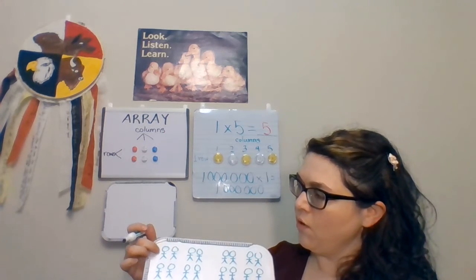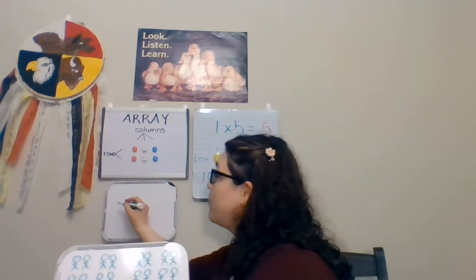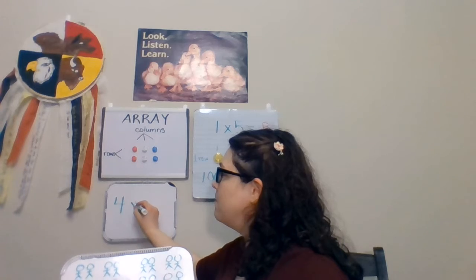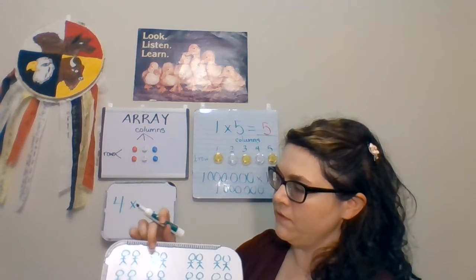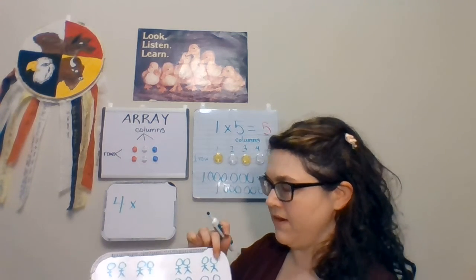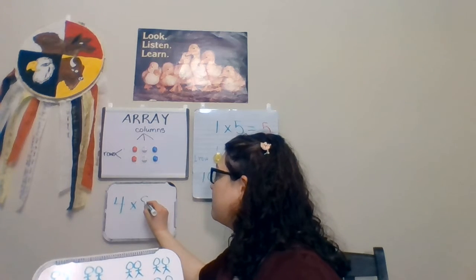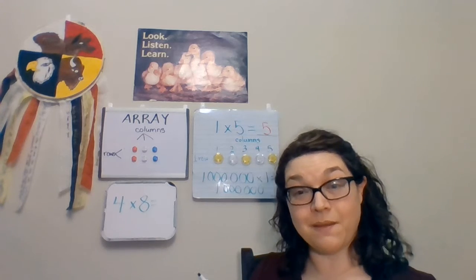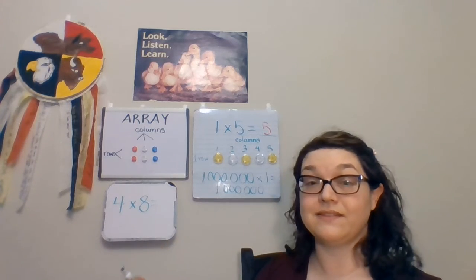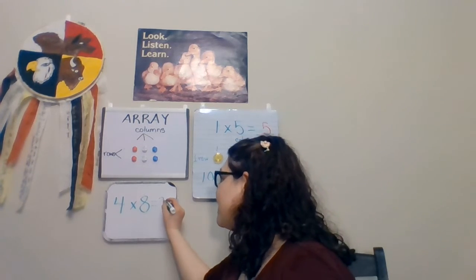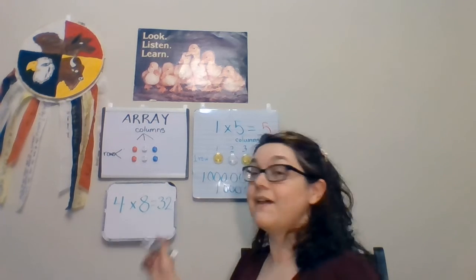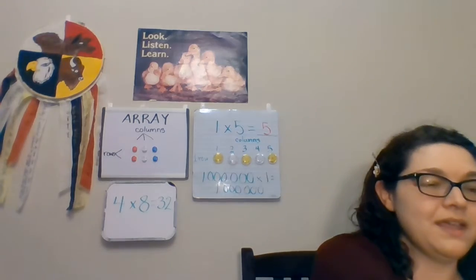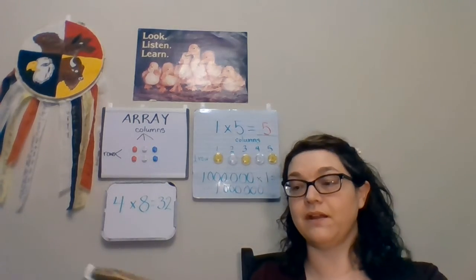So we've got 1, 2, 3, 4 rows multiplied by 1, 2, 3, 4, 5, 6, 7, 8 columns. Now, once you have these memorized, then you can look at that and say, oh, I already know that. The answer to that is 32. And that is much, much faster than counting each one. And the numbers, of course, get bigger and bigger.